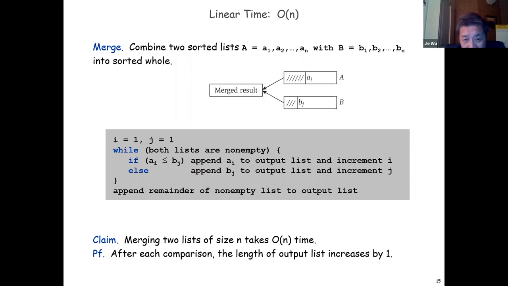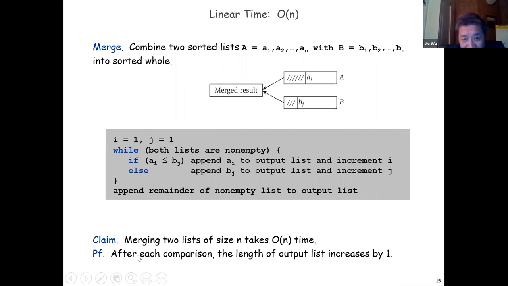That's easy. When should you stop? You should stop if the remainder of one list is empty. If both lists are not empty, you should continue. If one is empty, you just append the remainder of the other one. You don't need to compare anymore. Whatever is left, for example three students, is directly appended. So that's how you do the comparison.